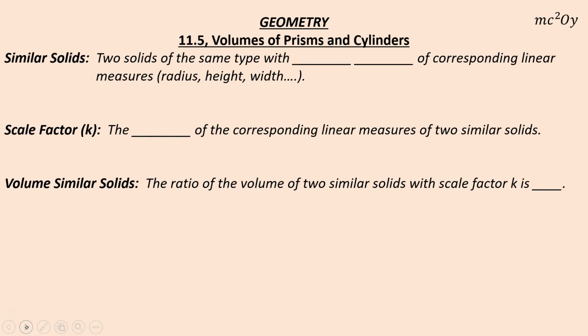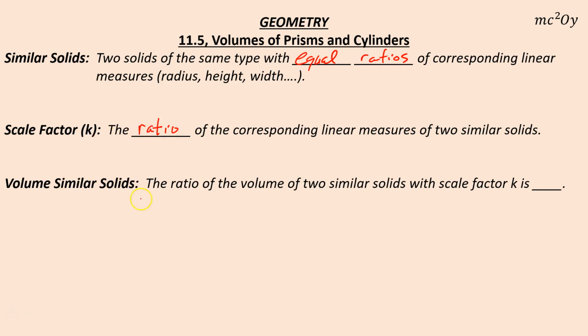Similar solids. Two solids of the same type with equal ratios are similar solids. Equal ratios of their corresponding measures, for instance, radius, height, width, any linear measurement. A scale factor K is the ratio that you have of the corresponding linear measures of the two solids. So when you're dealing with linear, you're dealing with K. When you're dealing with area, you're dealing with K squared.